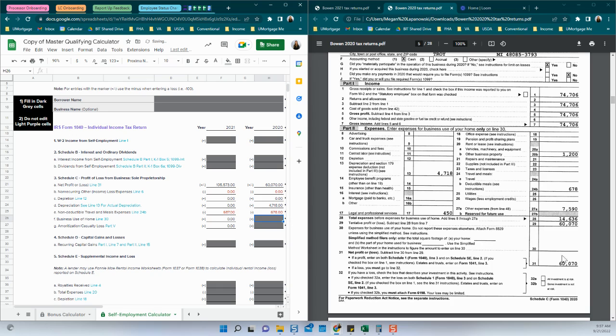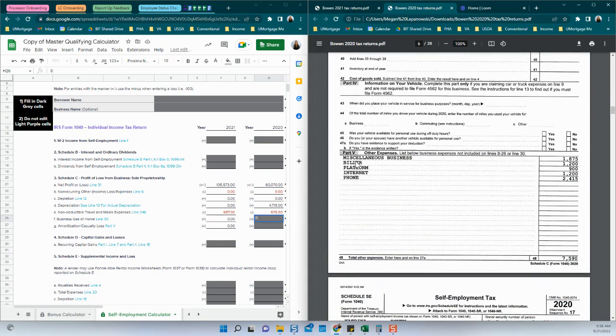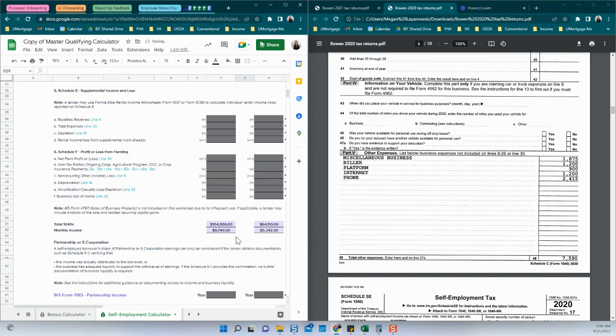Business use of home, still not using that. So we've got a 0 there. And then amortization and casualty loss, same thing. We're going to go down to part 5. And it looks like the same exact line items. So nothing that we're going to be adding back there. So let's take a look at what this did for our calculator. So in 2020, our monthly income was about $5,300. And then in 2021, it jumped up to $8,740. So we have an upwards trend.